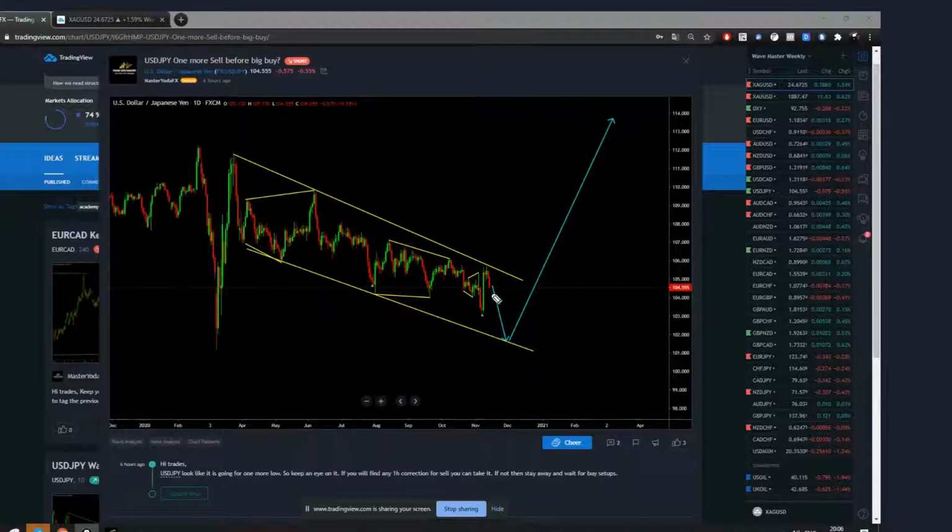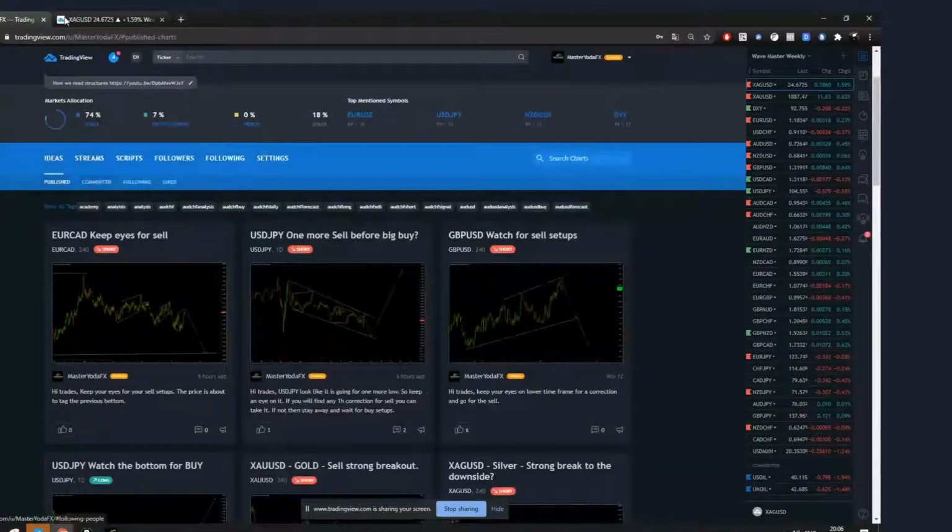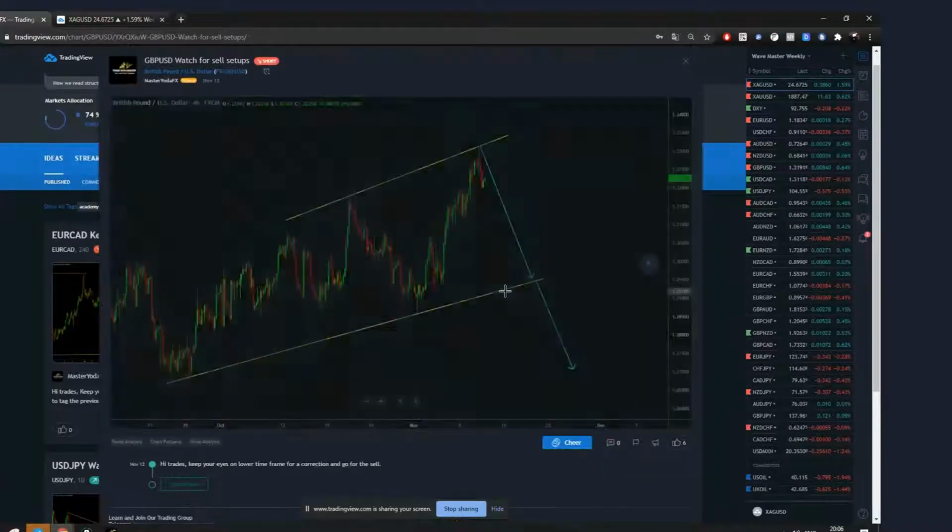So keep an eye. If you find any big 1 hour corrections over there for the sell, you can take the sell and take off your profit. It can break to the upside anytime soon, but you'll see that on the lower time frame. I will show you later on. I will go step by step through all those pairs and show you what we are waiting for on the lower time frames.